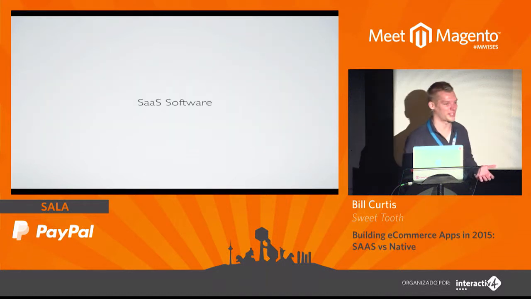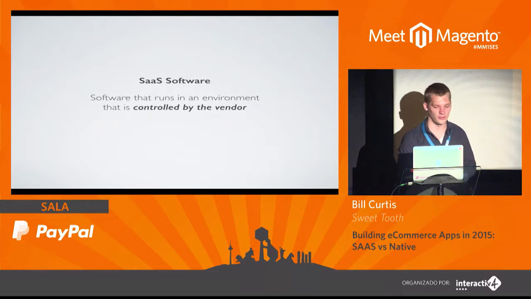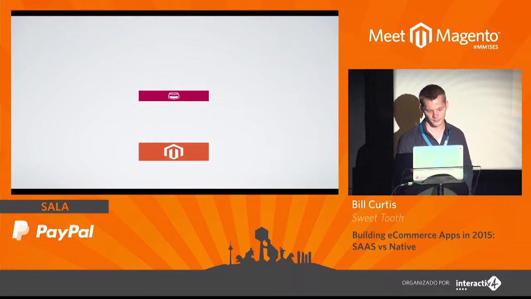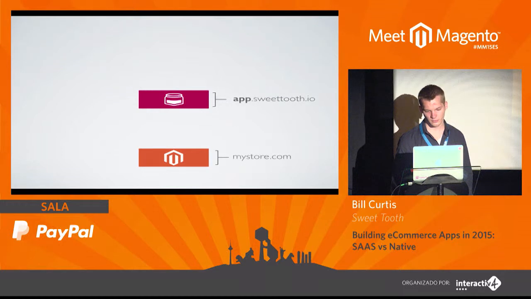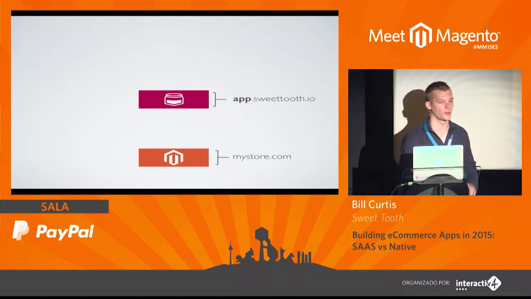So let's talk about SaaS software. SaaS software is software that runs in an environment that is controlled by the vendor. So let's see how that might look for Sweet Tooth. The first thing is we need to separate Sweet Tooth from Magento. So now we have Sweet Tooth as a SaaS product that runs at app.sweettooth.io, which is where the merchant would visit to manage anything to do with their points program.